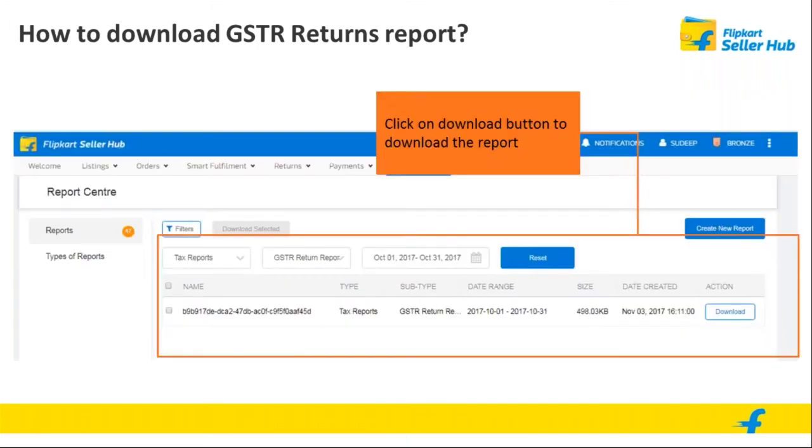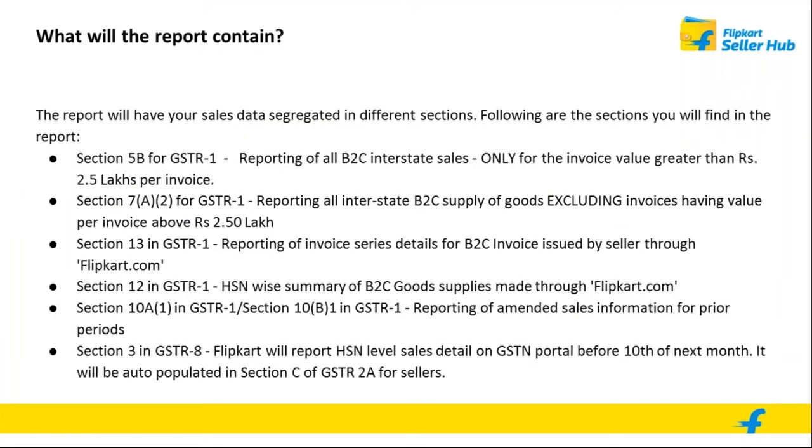So let's understand how you download the GSTR returns report. It's the same procedure that we follow. We'll go and click on create report. Here, instead of sales report, we've selected the subtype as the GSTR returns report. Once it is generated and we download it, now let's understand what the report will contain.